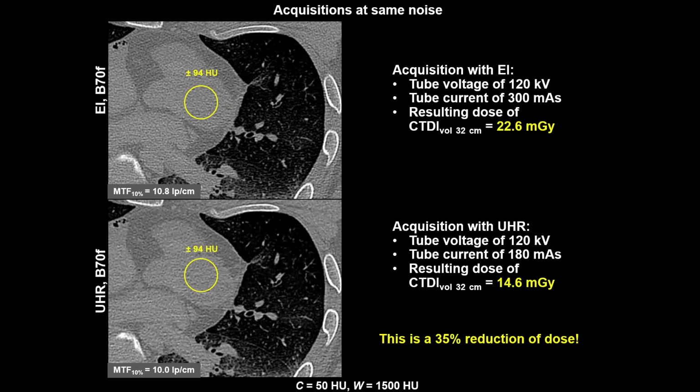But besides reducing image noise, we can also reduce radiation dose to the patient. Again, in this example, top left is the energy integrating image with 94 Hounsfield units, and bottom left, we now see an acquisition with the photon counting detector that results in the same noise level. However, the radiation dose to achieve that noise level was 35% lower in the photon counting system compared to the conventional energy integrating system. And this is, I think, also a very nice application.